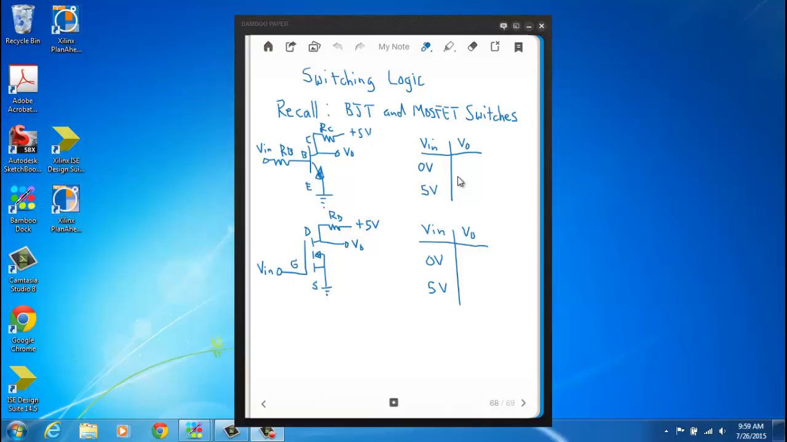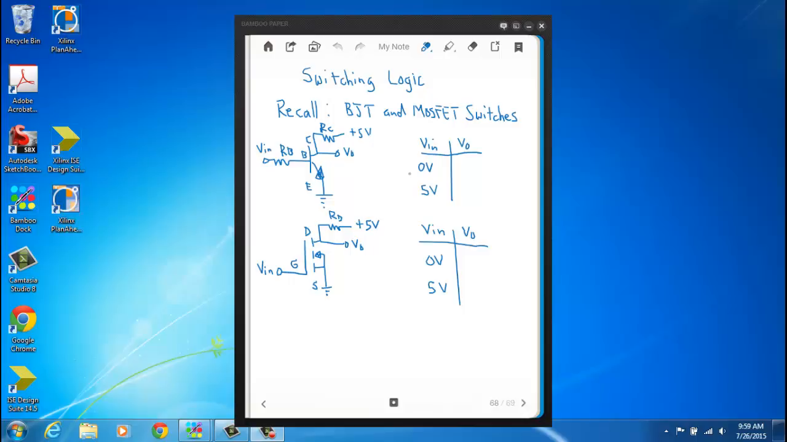Okay, this is the first video on switching logic. Switching logic is making logic functions out of transistors acting as switches. So first of all, I just want to recall what we covered earlier in the class when we went over BJT and MOSFET switches. Remember, here's your basic BJT switch, and Vin can only be one of two possible values.